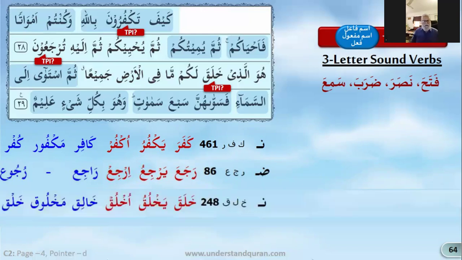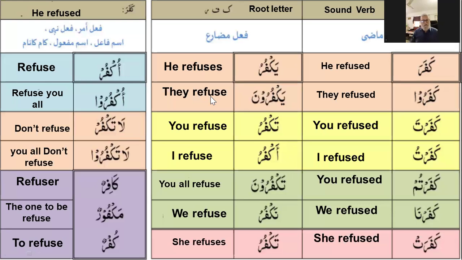The next is khalaqa, yakhluqu, ukhluq. Khaliqun, makhluqun, khalqun. Kha, lam, qaf is the root letters, bab nasara. Here it has come khalaqa, the madi verb as such. So this is the kafara table.